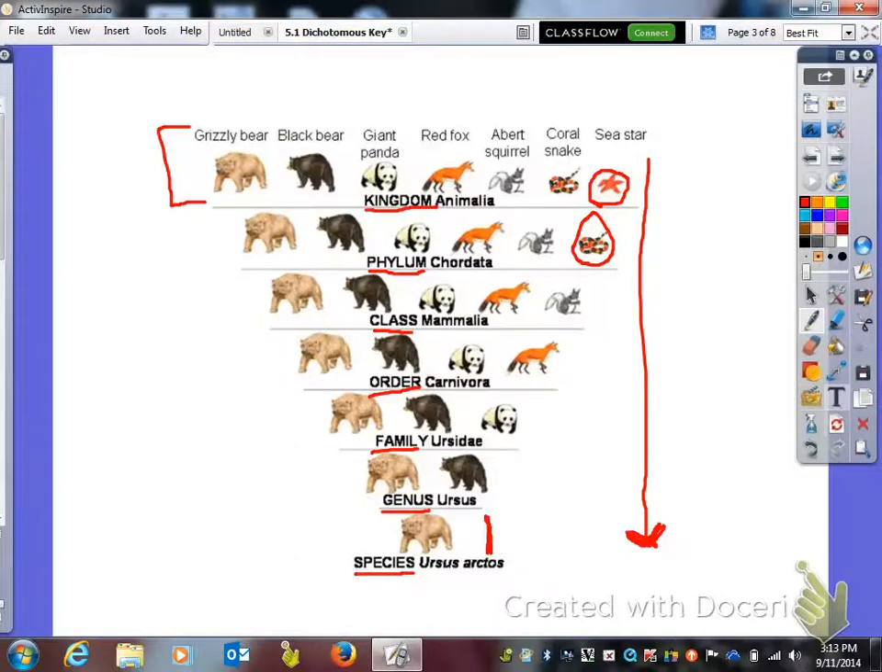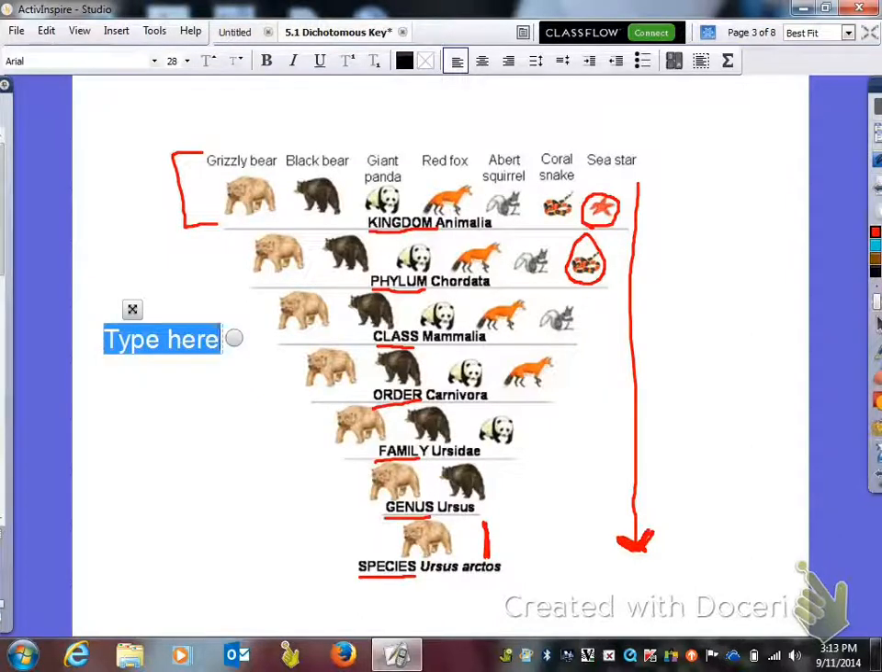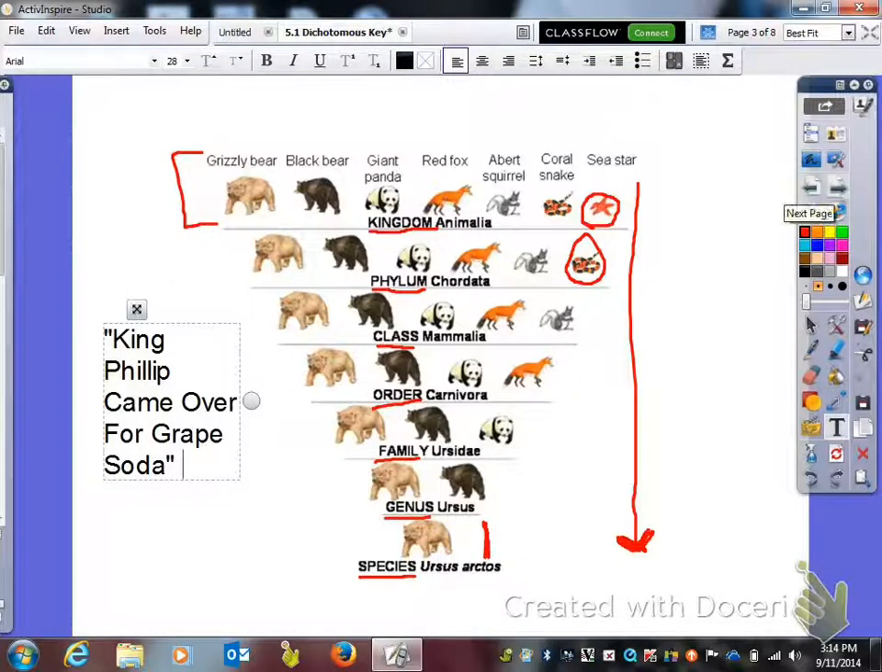Now, there's a way that you can remember this, and I want you to put this to the left. That is: King Philip came over for grape soda. That K would be kingdom, P for Philip would be phylum, came is class, over is order, for is family, grape is genus, species, soda. So that's a way to remember.